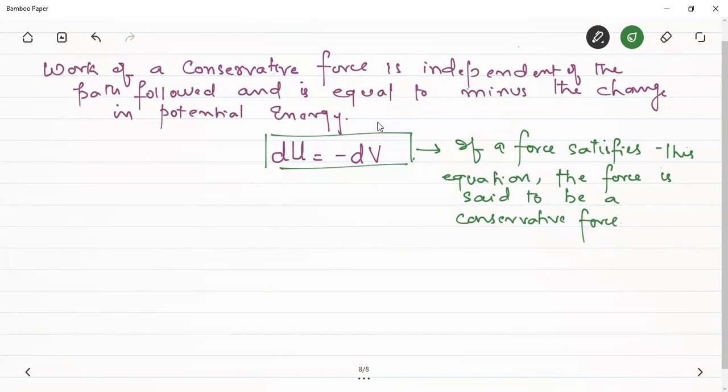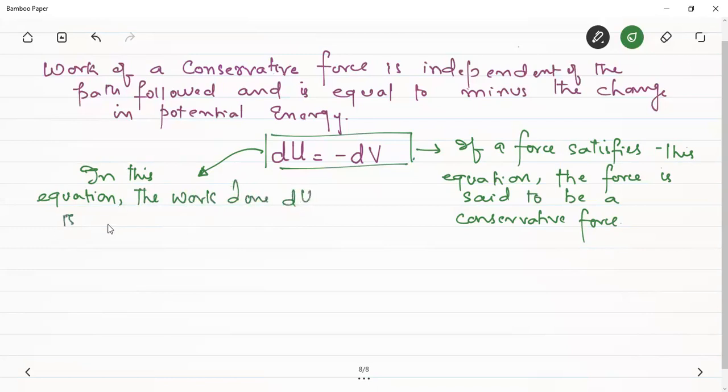And one thing to note here is, in this equation, the work done is dU, which is an exact differential.